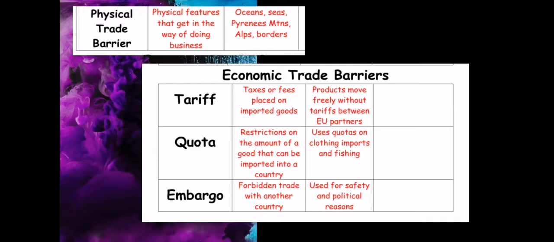We have the physical trade barrier, which is physical features that get in the way of doing business, like oceans, borders, and these types of limitations. We also have economic trade barriers like tariffs, which are taxes or fees placed on imported goods. We also have quotas, which are restrictions on the amount of a good that can be imported into a country. And embargo, which is forbidden trade with another country.